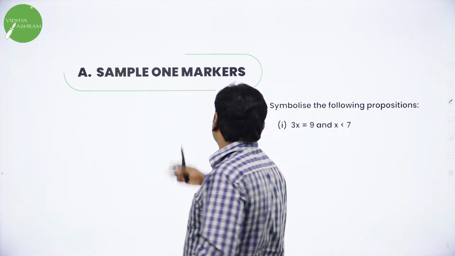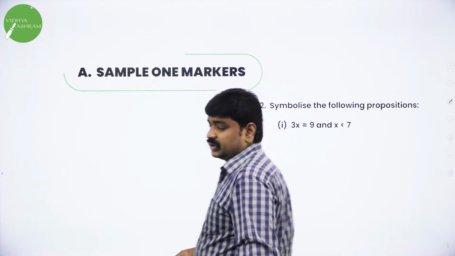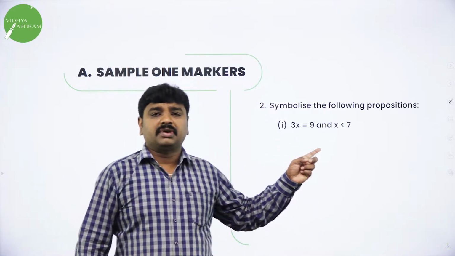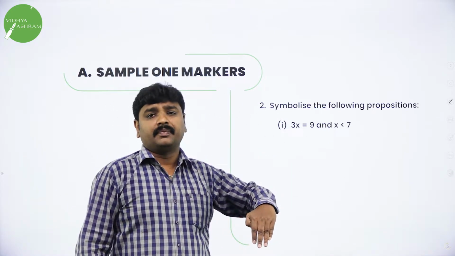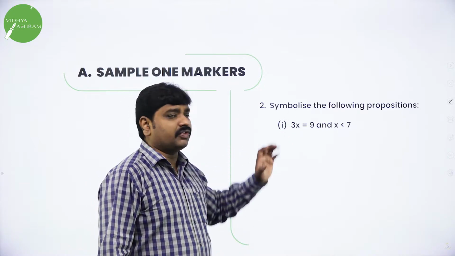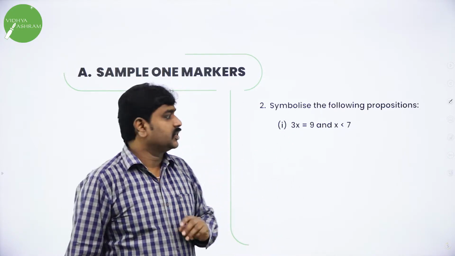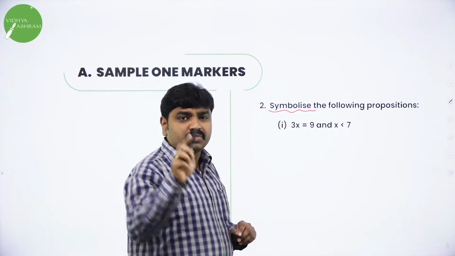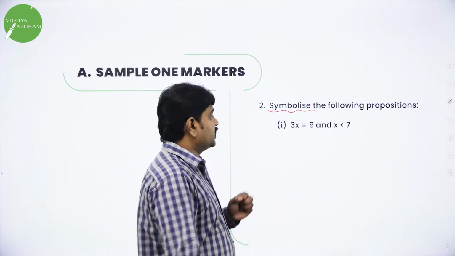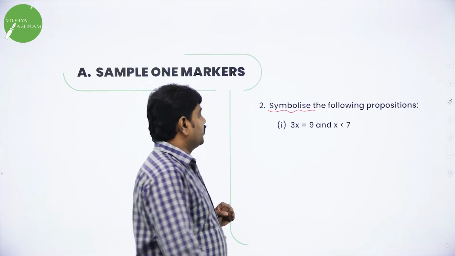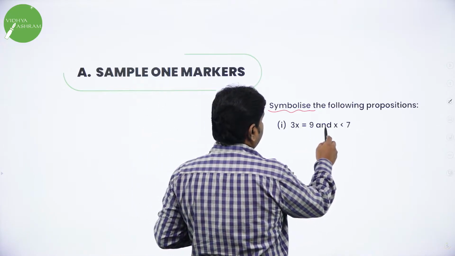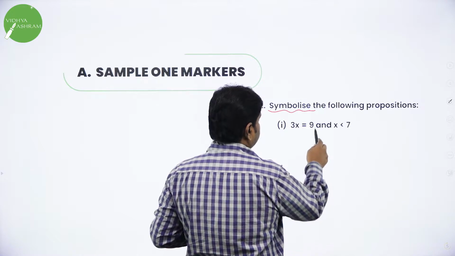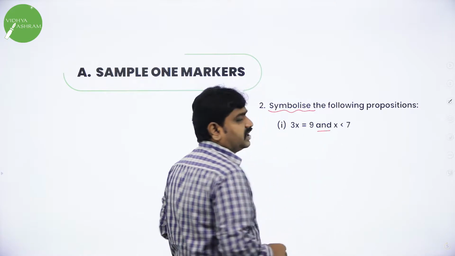Sample 1 markers, they want you to symbolize. So in the first type of 1 markers, we wrote verbal form. Now they'll give verbal form, you should write symbols for it. So symbolize is the question. To symbolize, select the connective and decide the statements. First, they give 3x is equal to 9 and x less than 7.